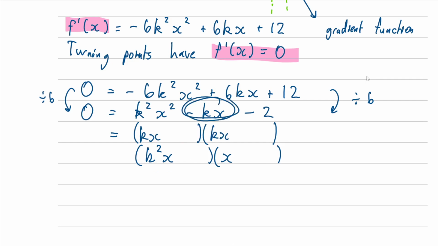looking at the middle term, it must be k to the power of 1x. So if we have a k squared x times a constant, we would get this k squared x term. However, we only want a kx term. So that means we can eliminate that option. And now we need to think of two numbers that multiply to -2 that will also result in negative kx when we expand it out. So I can think of either 1 and -2 or -2 and 1.